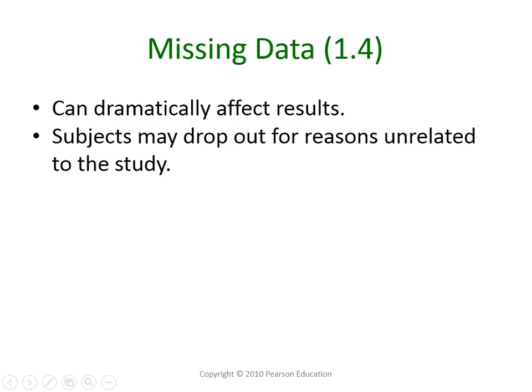Missing data can be something else that we have. That can dramatically affect the results. Subjects may drop out for reasons unrelated to the study. So let me go ahead and go with this example that I've got here. This one is a nurses' health study. The original cohort was registered nurses who were selected to be followed prospectively. They would be able to respond with a high degree of accuracy to brief, technically worded questionnaires, and would be motivated to participate in this long-term study.